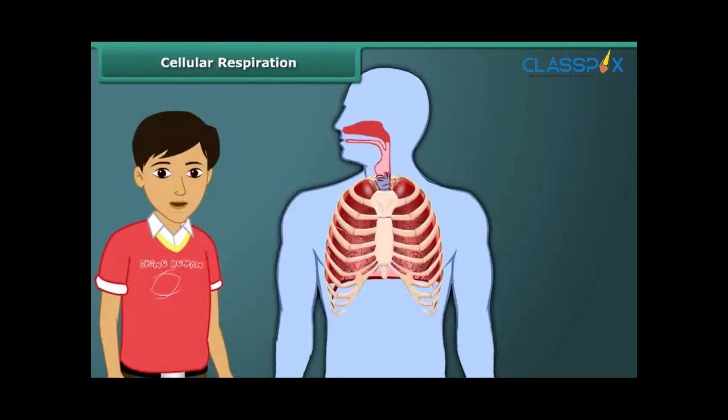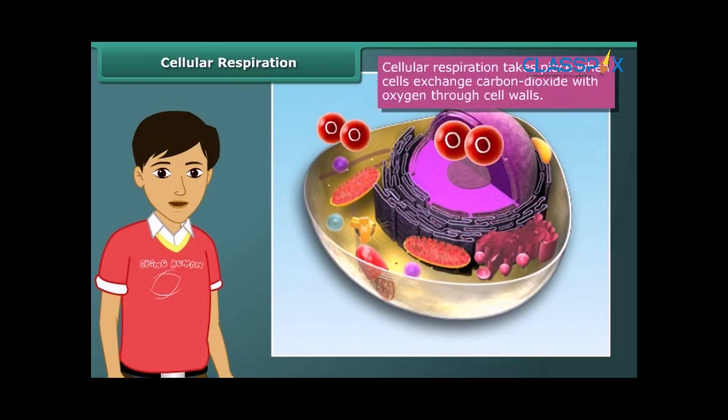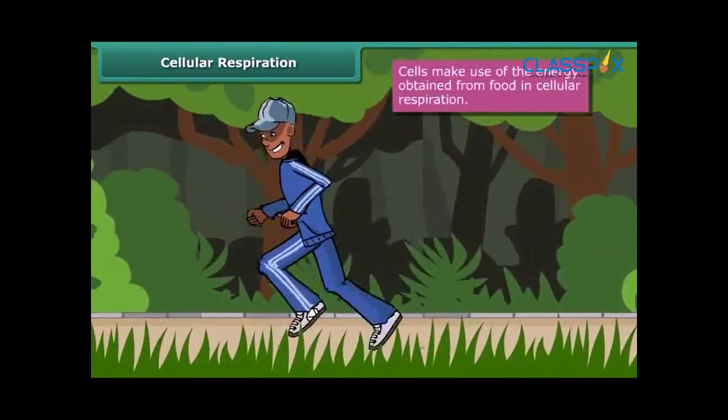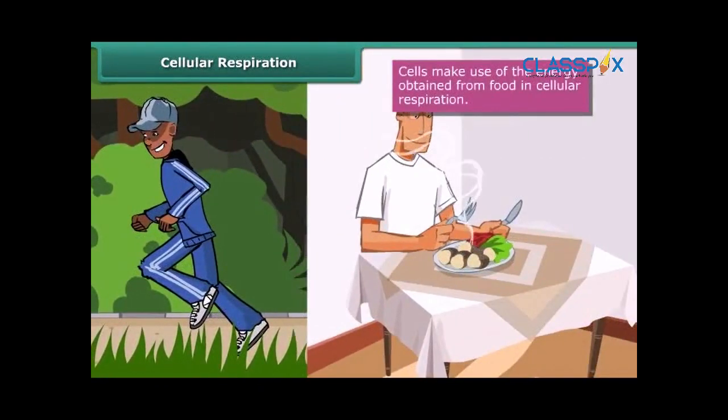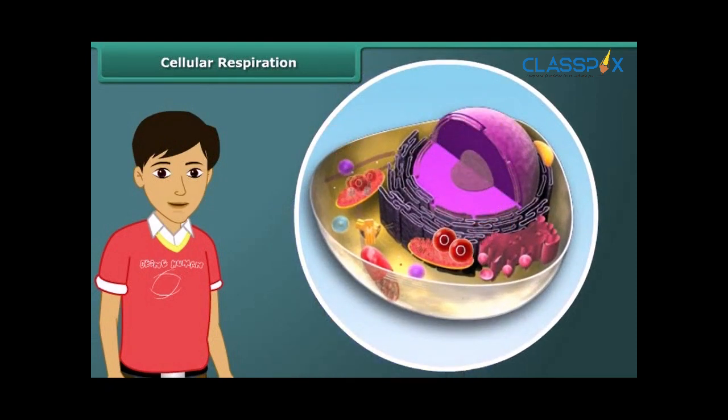We will now look at internal or cellular respiration. In this process, cells present inside the human body exchange unwanted carbon dioxide with the essential oxygen through cell walls. Our body needs energy to perform various activities. The energy is produced when the food we eat is broken down into glucose. Breakdown of food requires oxygen obtained through inhalation. Thus, cellular respiration is the process by which cells make use of the energy obtained from food.